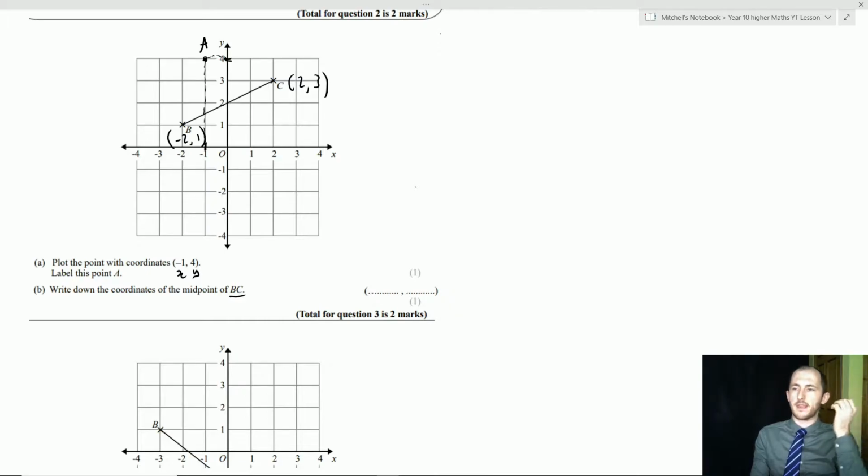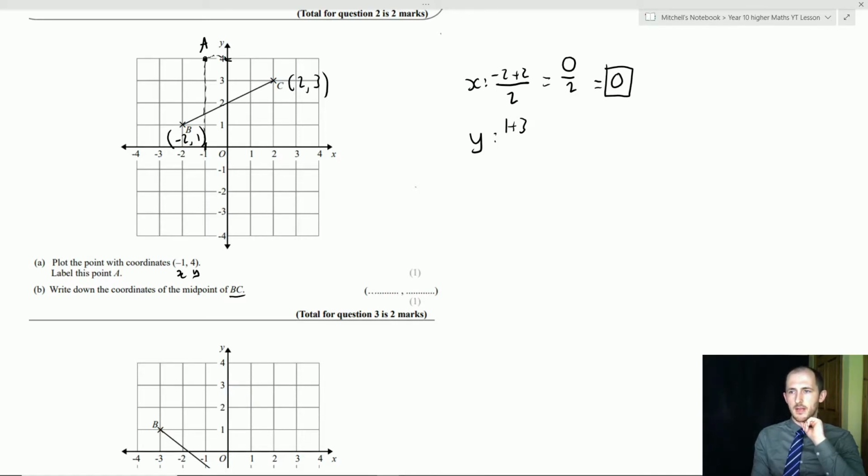Okay, now to work out the coordinates of the midpoint, we add the x coordinates together, so -2 + 2, and then divide it by 2. So that gives me 0 over 2. 0 divided by 2 is 0. Put that in a little box. Might be a bit confusing if I put the zeros in a box, because now it looks like a shape. But anyways. For y, again, we add the coordinates together, so 1 + 3, and then divide by 2. 1 + 3 is 4, divided by 2 is going to give me 2, so the coordinates of the midpoint are 0, 2.